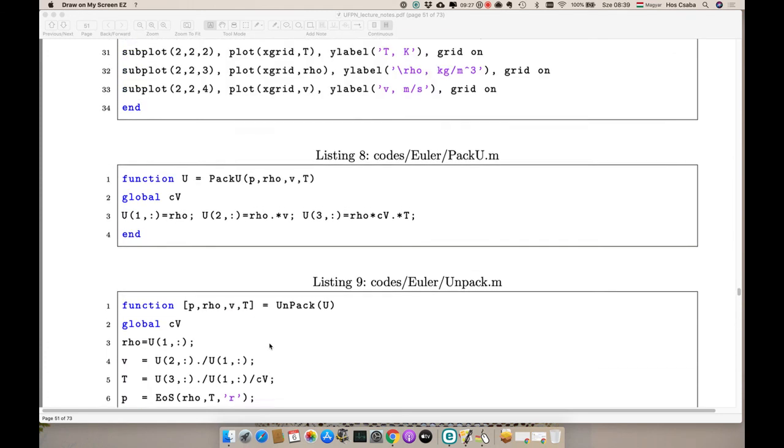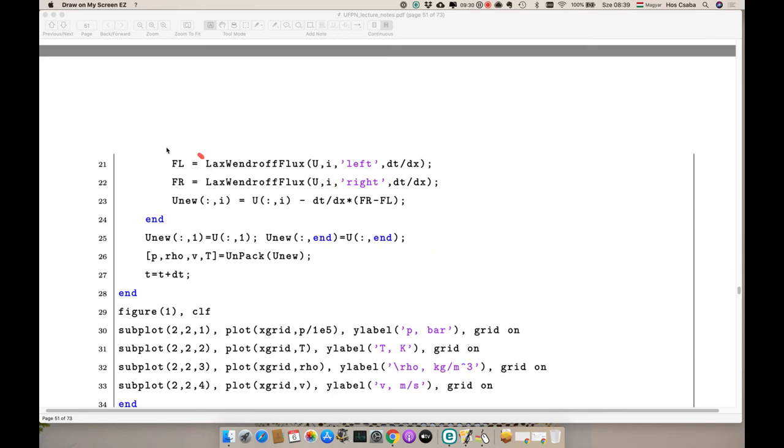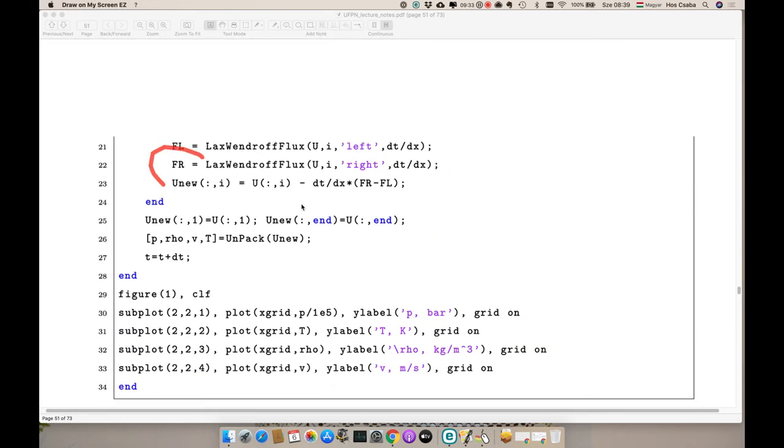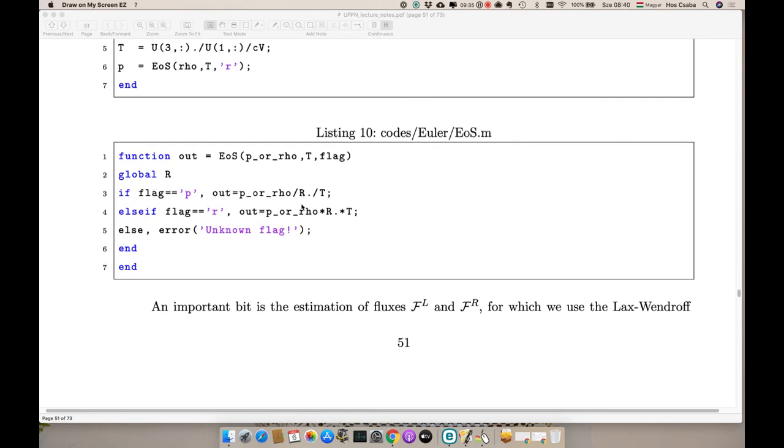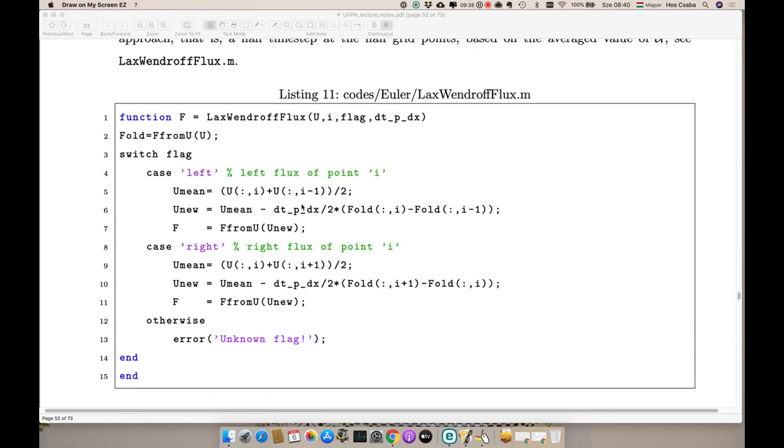And then again, the important bit, so how you compute these fluxes is here. Okay, so this is where I'm recovering the old fluxes, and here is the Lax-Wendroff estimate of the flux. Again, I'm using the same function to compute the left and the right flux here. Okay, so you can download these codes. The source term is not included here.